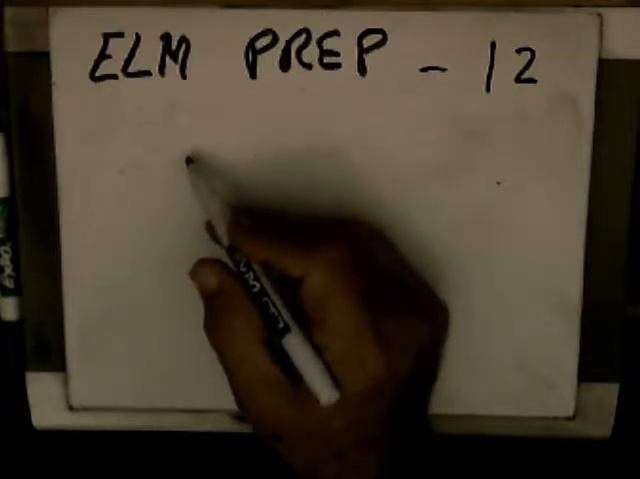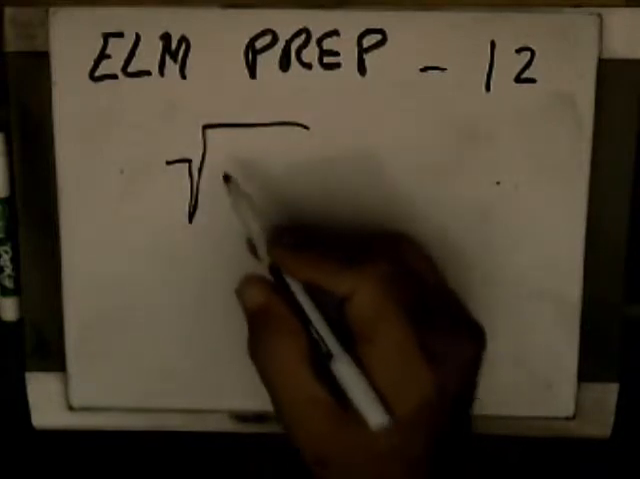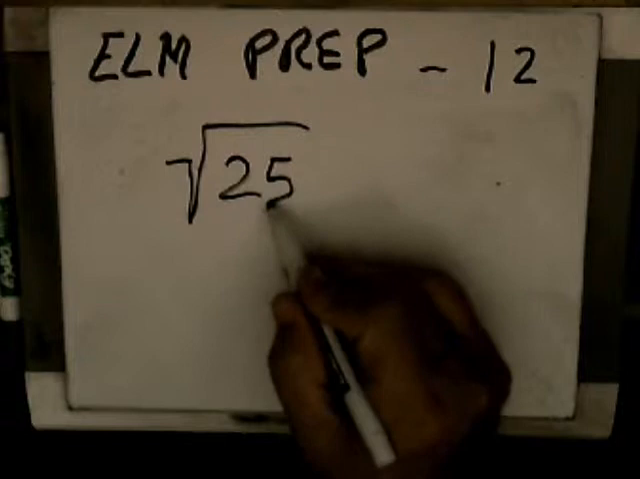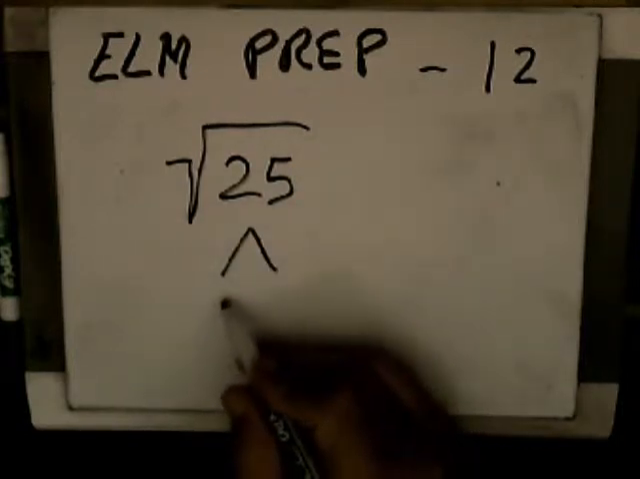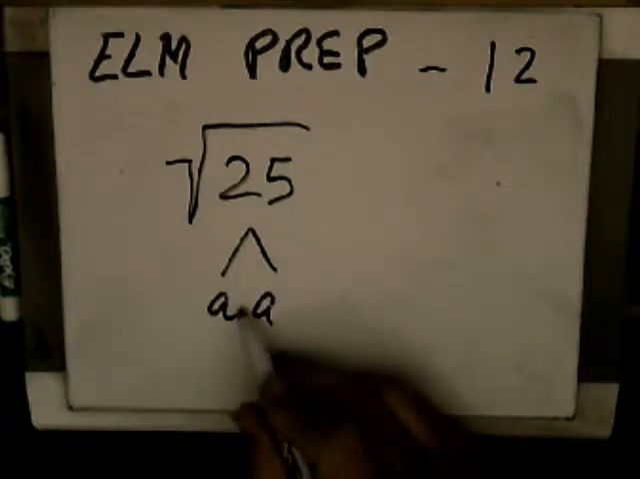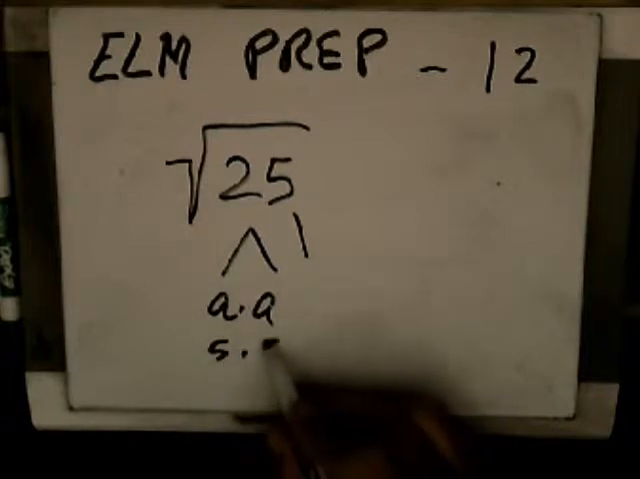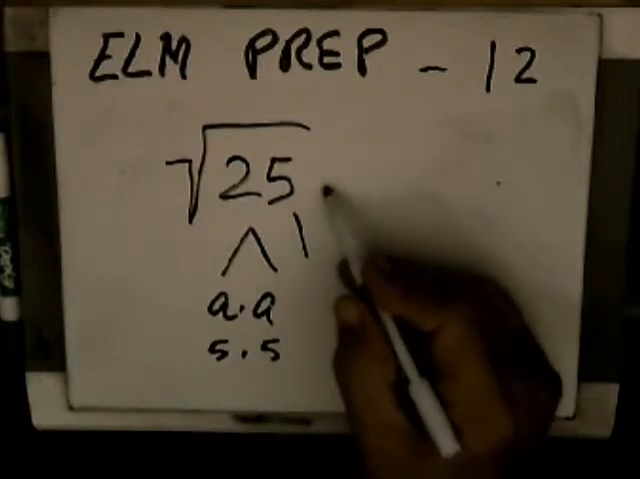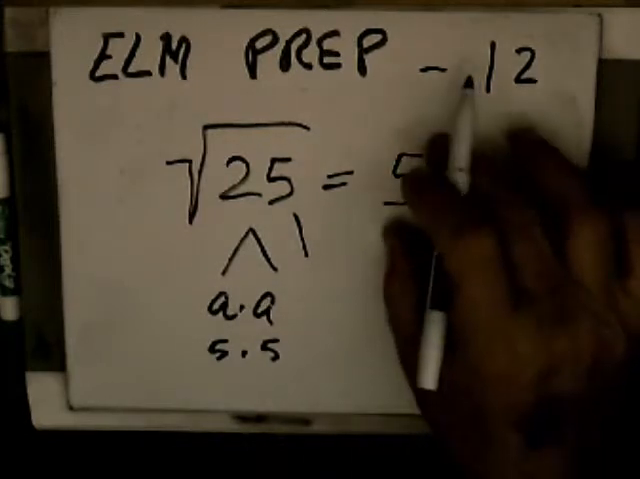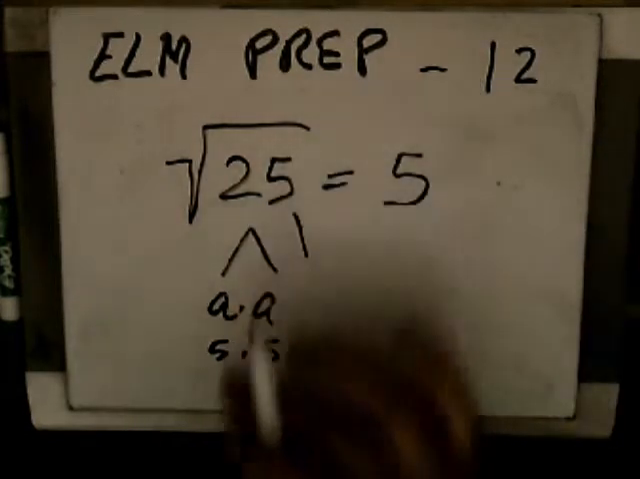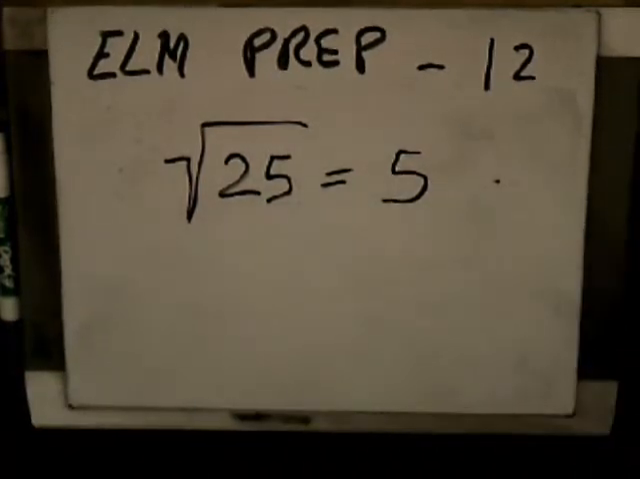Let's talk about estimating a square root. Let's start with something easy. Square root of 25. Square roots are saying what two numbers that are the same, when multiplied together, give me 25. Well, obviously 5 times 5 gives me 25. So the answer to this, the square root of 25, is 5. 5 times itself twice gives me 25. All right, that was easy enough.